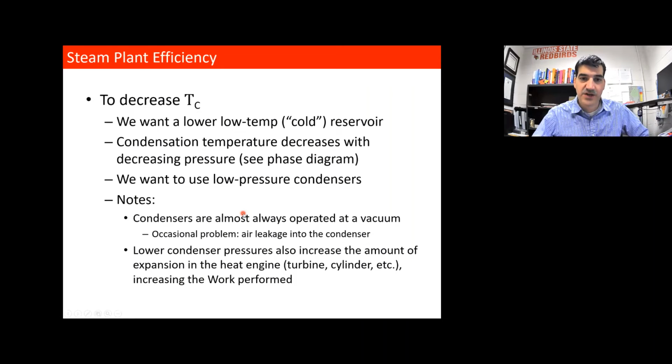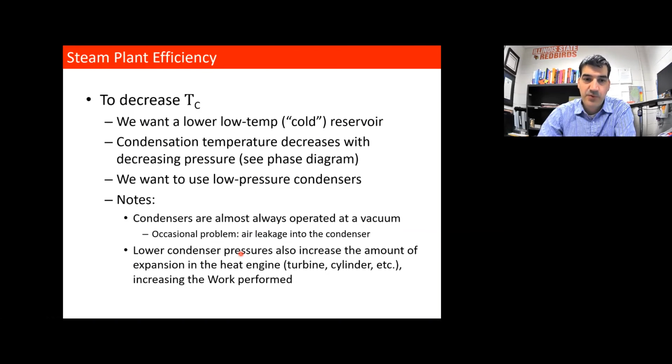Like I said, we operate condensers at a vacuum, and it's actually sometimes a problem if you have air leakage into the condenser. That's a problem. It reduces the efficiency of the system. So there are different sensors that detect when there's air leakage into the condenser. And when you do have that, you want to fix it. You want to make your condenser as airtight as possible so you don't get air leaking into the condenser, which would increase the pressure and thereby increase the temperature inside the condenser.